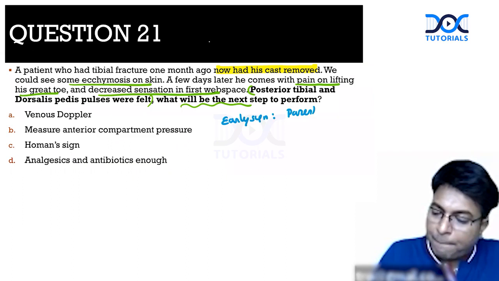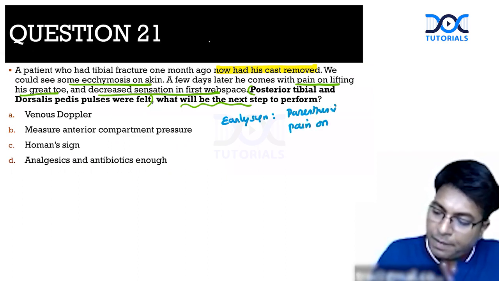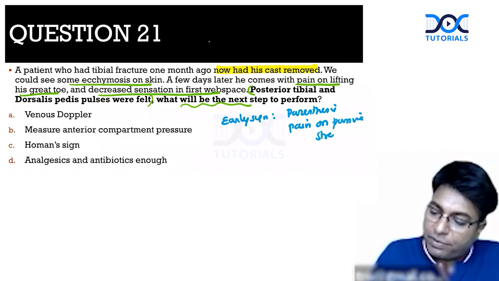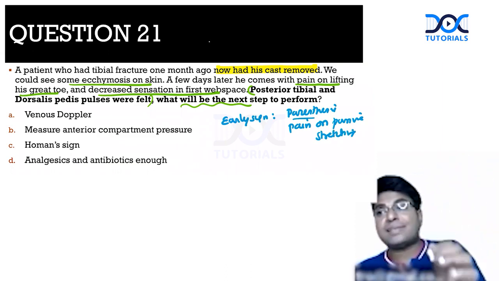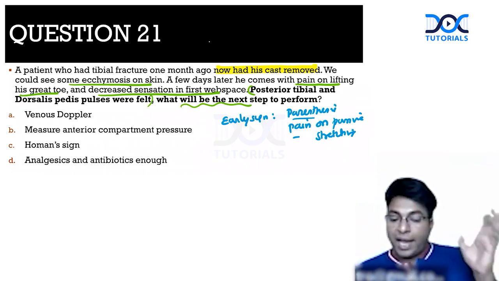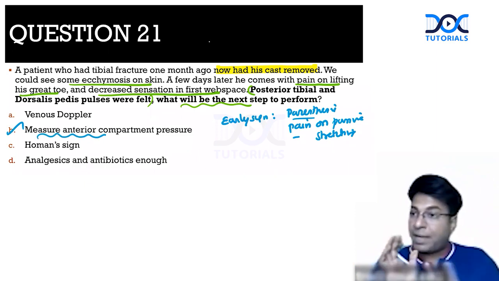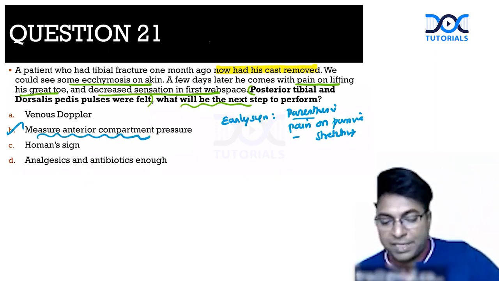Paresthesia and pain on passive stretching. Pain on passive stretching of the fingers and paresthesia are early signs. The patient is in an early stage now. So therefore, the pulses will be normal. So I have to now measure the compartment pressure. This is an anterior compartment compression.